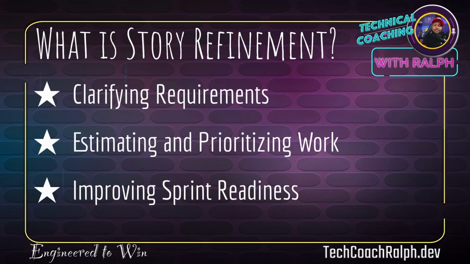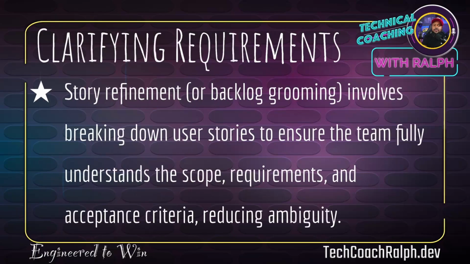So what is story refinement? Part of story refinement is clarifying requirements, estimating and prioritizing work, improving sprint readiness. So clarifying requirements. Story refinement, or backlog grooming, that's what it used to be called, but now it's called story refinement, involves breaking down user stories to ensure the team fully understands the scope of the work, the requirements, and the acceptance criteria to reduce ambiguity.